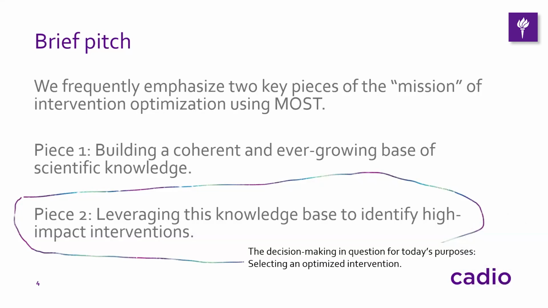Of course, there's a lot of decision-making in intervention optimization, but to just be very specific here, when I say decision-making today, I'm really referring to the decision-making that goes into choosing an optimized intervention based on the empirical results of an optimization randomized control trial, which I might sometimes refer to as an ORCT.